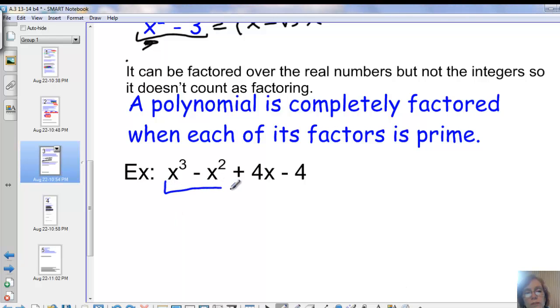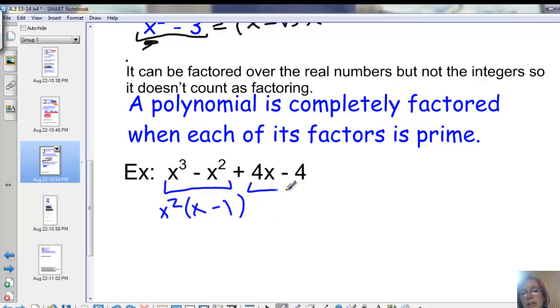Let's group these first two together. What can we factor out of those first two? We can factor out x squared, and then what would be left in the parentheses? X squared times what gives us x cubed? That would be x. X squared times what gives us a negative x squared? That would be a minus 1. Sorry if my writing is kind of sloppy.